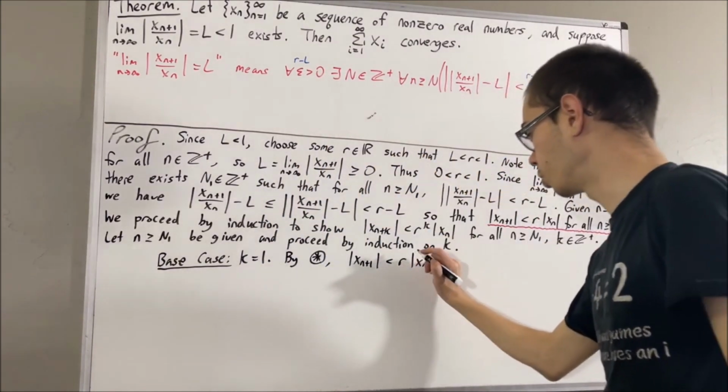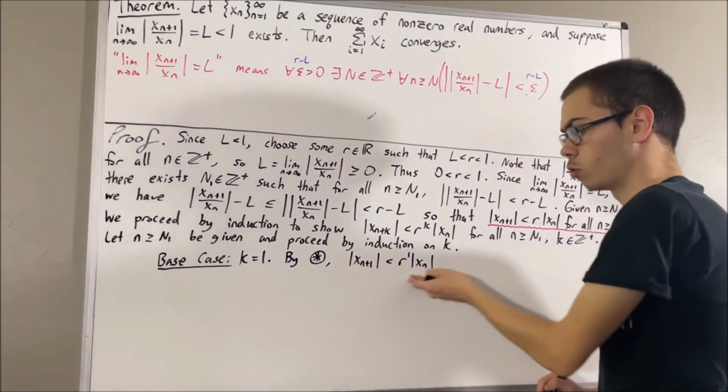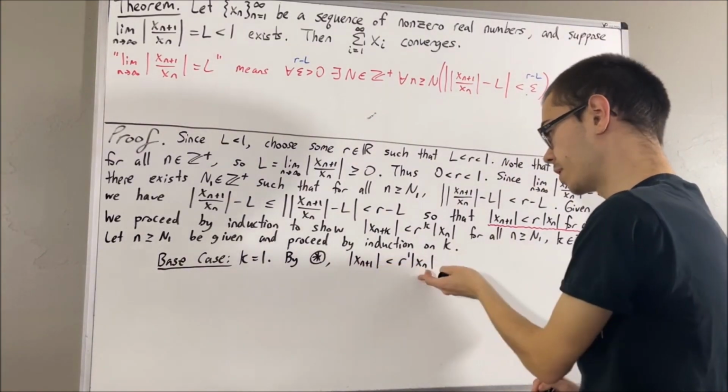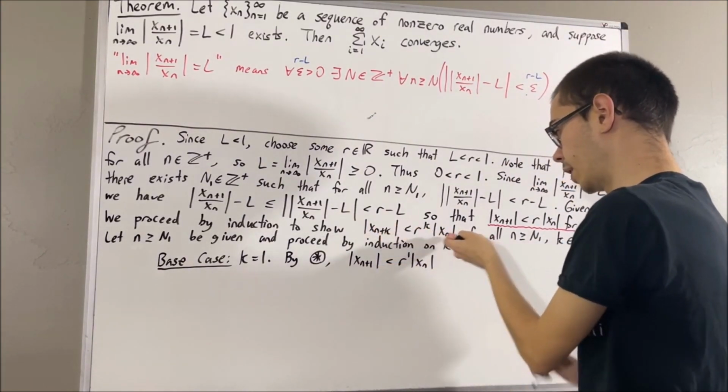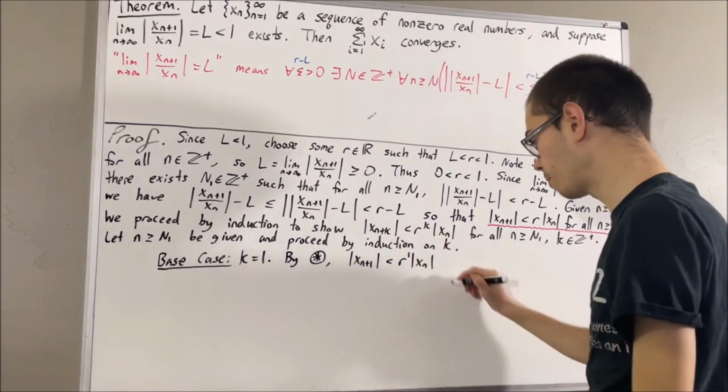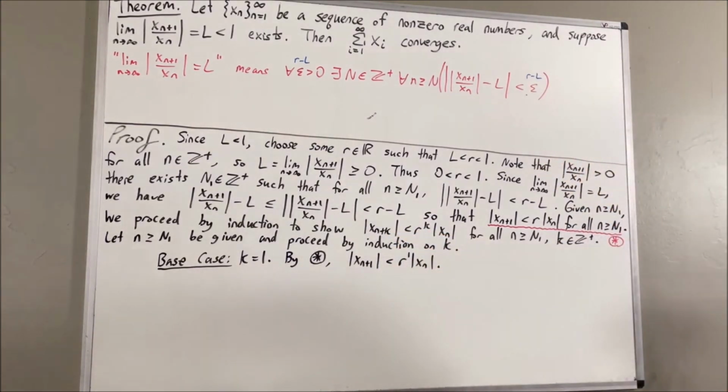Of course, r is equal to r to the power of 1, and so this inequality is true. But this is precisely this inequality in the case where k is equal to 1. So this completes the base case. Now, let's move on to the induction step.